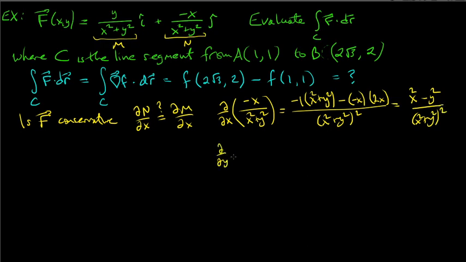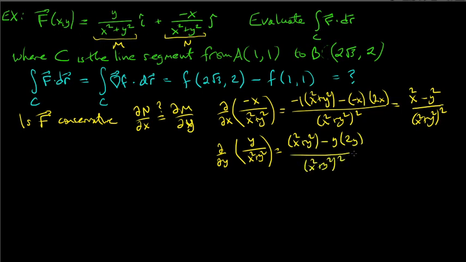And now we have to do the same thing. The y partial of M. M is y over x squared plus y squared. So again, denominator times the derivative of the numerator minus numerator times the derivative of the denominator, all over the denominator squared. Quotient rule. So we get x squared plus y squared minus 2y squared, which is just x squared minus y squared. So same thing. These two things are equal. And so it is conservative.